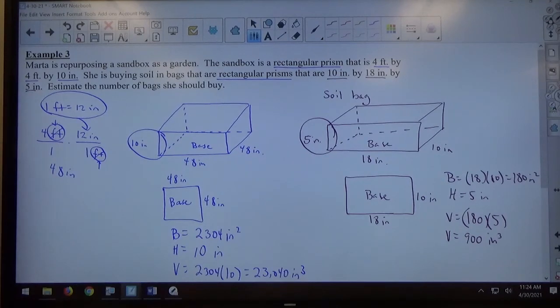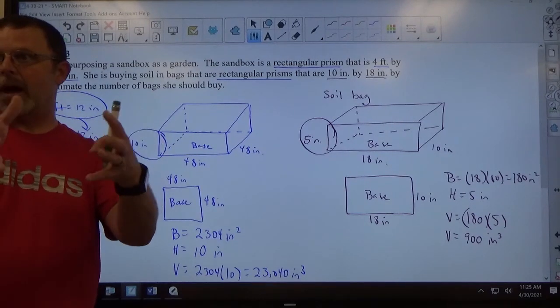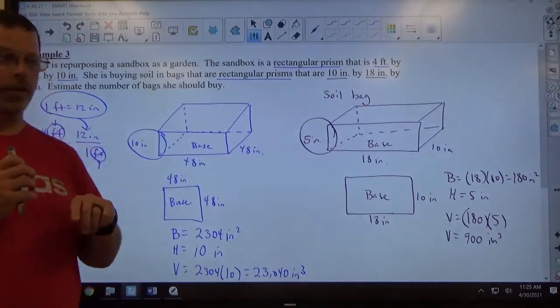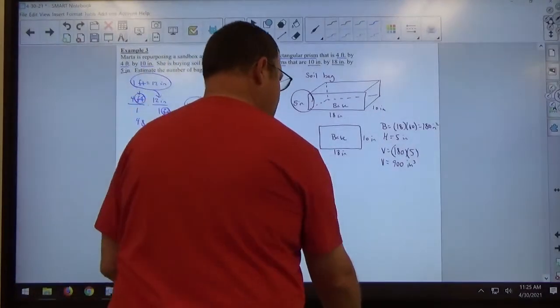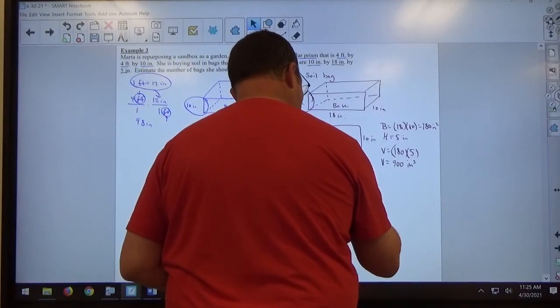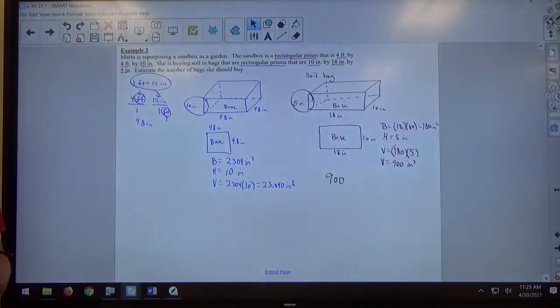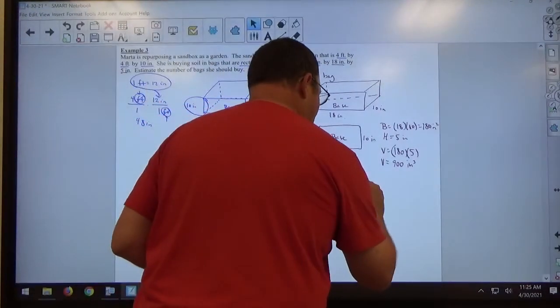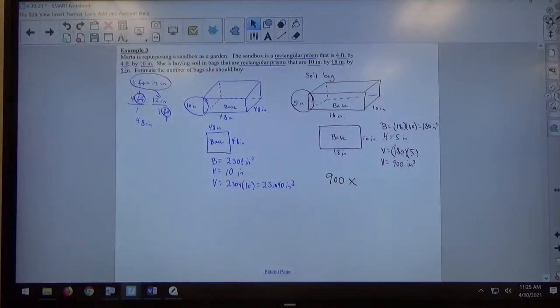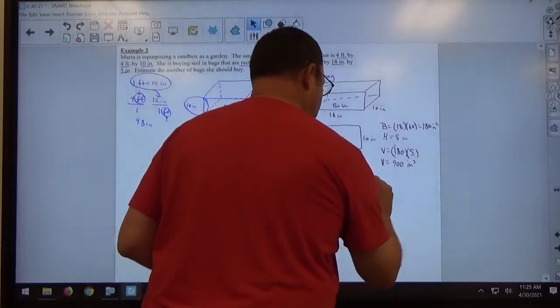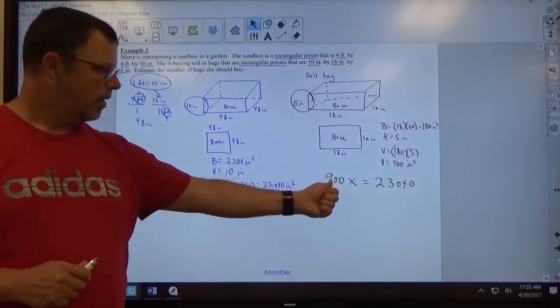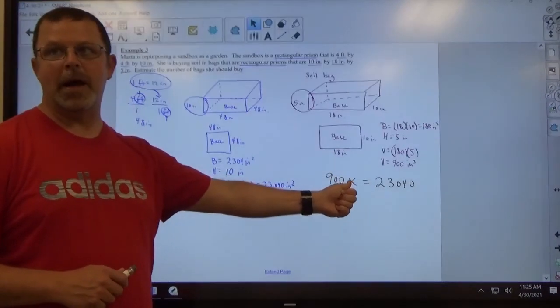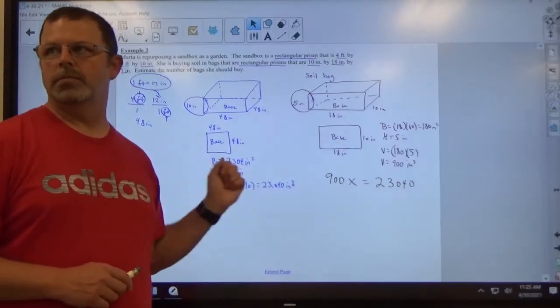We take how much one bag is capacity, right? 900 cubic inches capacity of one bag, multiply by exactly how many bags we need to create the capacity we want, right? Which is this 23,040. So if I'm looking at this as an algebra problem at this point, the volume of one bag of soil, 900 cubic inches, times the number of bags I need to buy, which I don't know, is going to equal the capacity I need to fill, which is 23,040 cubic inches. Capacity of one bag times I don't know how many bags should equal how much I want, 23,040.